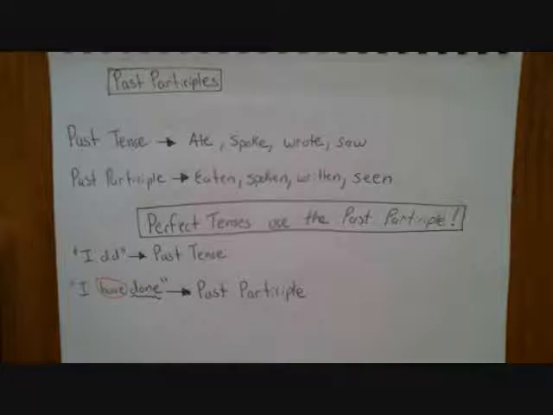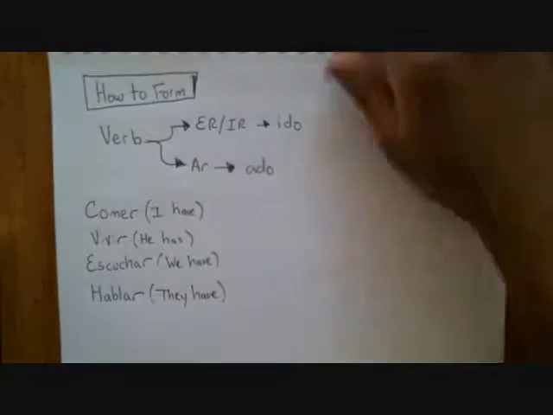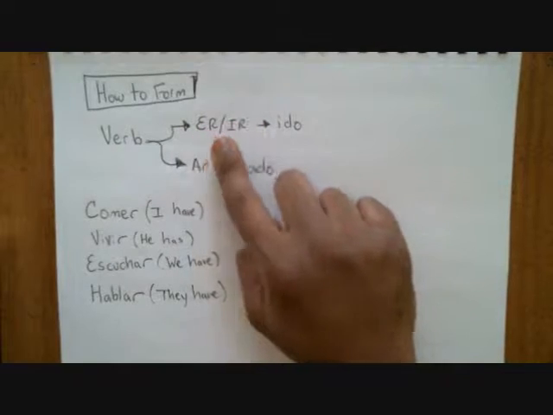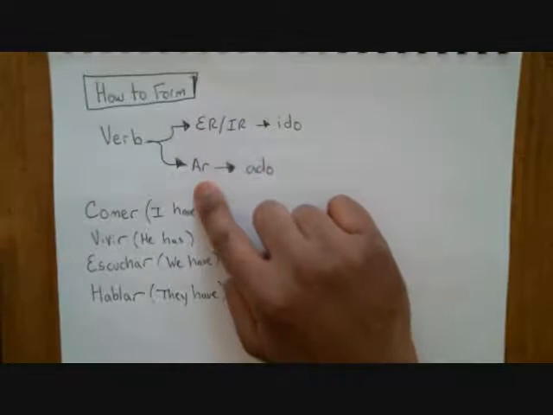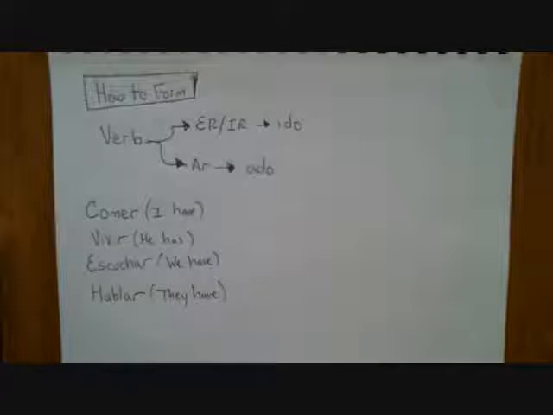Pretty straightforward. Now, like I said before, in general, to form your past participles, if it's a verb that ends in ER or IR, you just turn that into ido. But if it's a verb that ends in AR, turn the AR into ado. And I want to go over a few more examples just to make sure that we understand this.